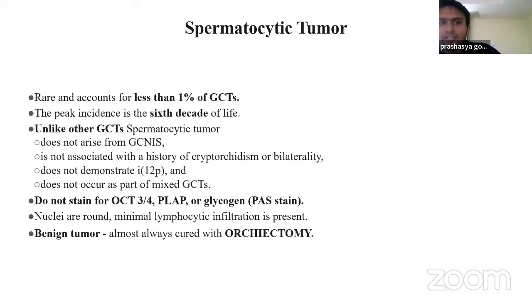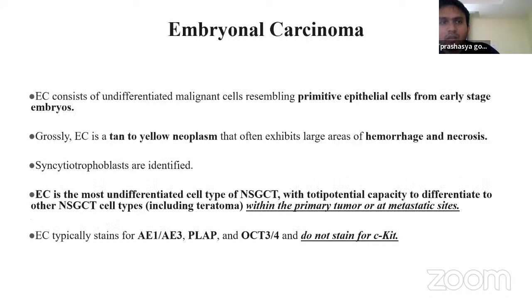It does not increase copies of the short arm of chromosome 12, and it does not occur as a part of mixed GCTs. They also do not stain positive for OCT3, placental alkaline phosphatase, or glycogen. These spermatocytic tumors are basically benign and almost always cured with orchidectomy. However, spermatocytic tumors associated with sarcoma can have a risk of malignant potential.